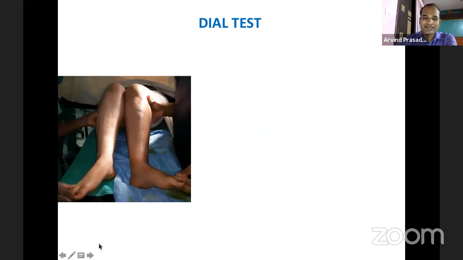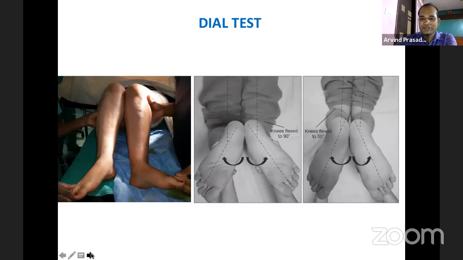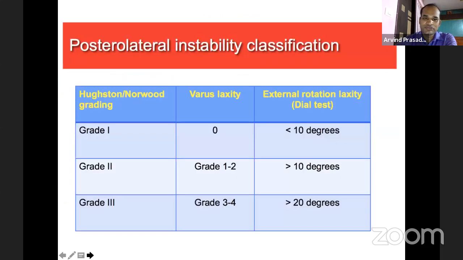So next is the dial test. The dial test can be done in supine position, looking for external rotation of the foot at 30 degree as well as at 90 degree, and also in the prone position. At 30 degree of knee flexion, if external rotation is more than 10 degree, then there is posterolateral component involvement. And if this is excessive even at 90 degree, it means there is PCL involvement also. So this is the dial test, a very important test for diagnosing the posterolateral corner.